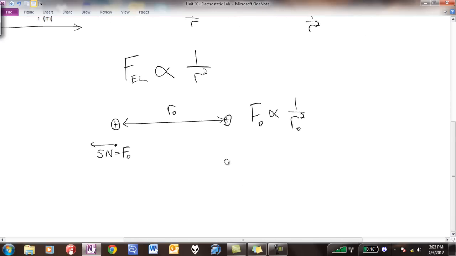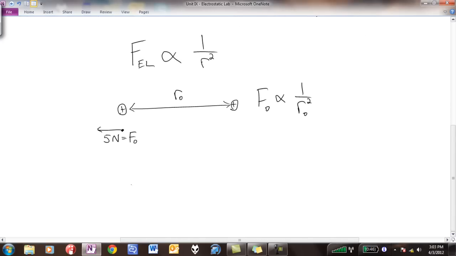So that is the proportion that we know. Now, what I could then do is I could say, well, what happens if I take the original value and cut it in half? So R naught divided by 2. And I can ask the question, what is my new F?